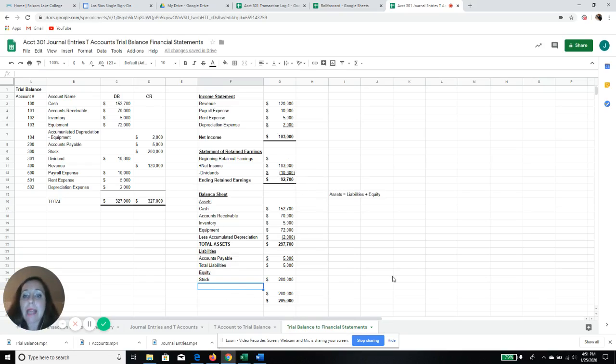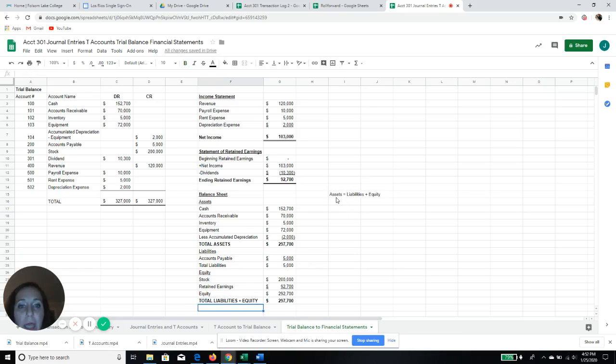So when I get to my balance sheet, I'll list stock and then I will just list retained earnings, which is the accumulation of my revenue, my expenses, and my dividends. And my retained earnings I saw from up above was $92,700. Okay, so that gives me total equity of $292,700, and it gives me total liabilities plus equity of $297,700.